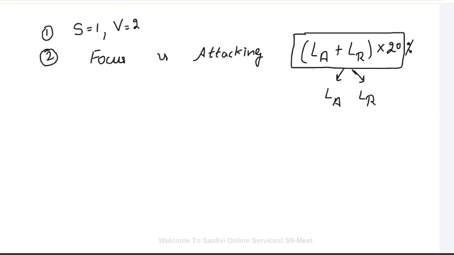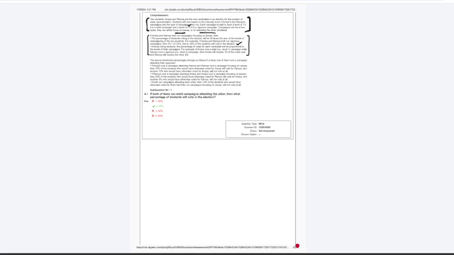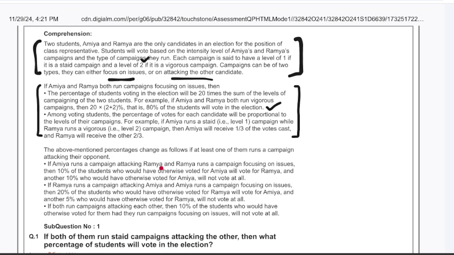Now let's go with the further information they have given to us. The above mentioned campaign changes. So this was for the focusing on issues campaign. Now other percent changes are mentioned as follows: if at least one of them runs a campaign attacking their opponent. Now if Amiya runs a campaign attacking Ramya and Ramya runs a campaign focusing on issues, then 10% of the students who would have otherwise voted for Amiya will vote for Ramya.